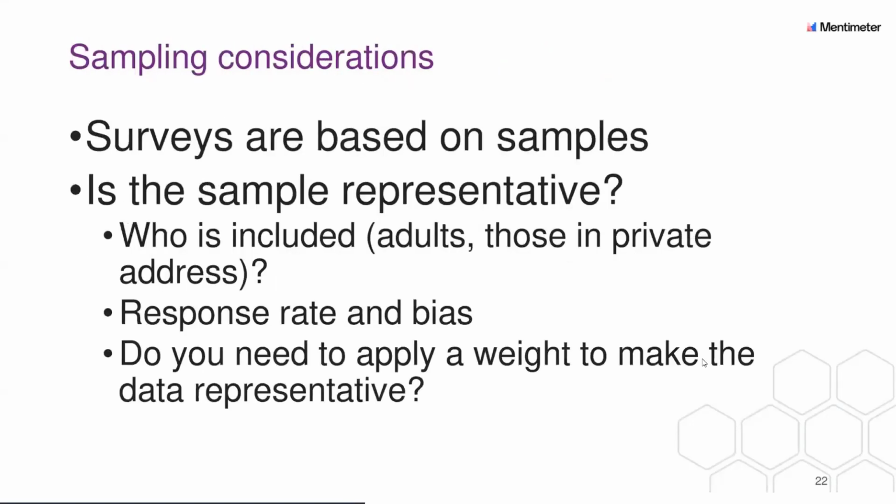I'm going to quickly go through sampling. So surveys are based on a sample. So is the sample representative? Are we excluding groups of people? Are we excluding those who don't live in private addresses, those who live in some form of communal establishment? Are we excluding people who don't live within the specific geography? So if we were to do a national survey and we were to do the fieldwork in London, that probably wouldn't be very representative of views necessarily across the country.